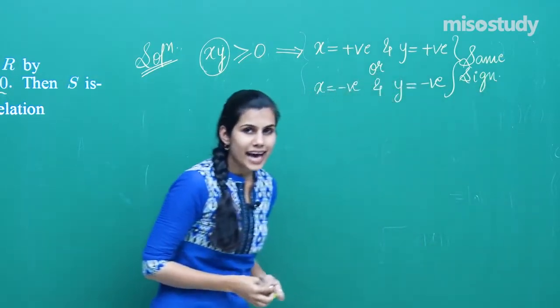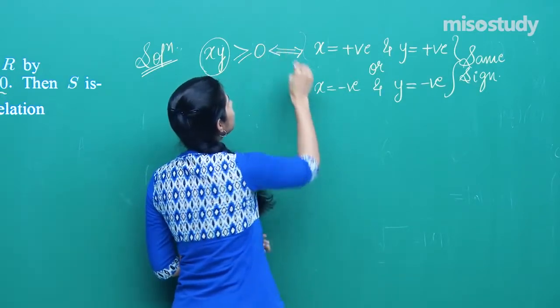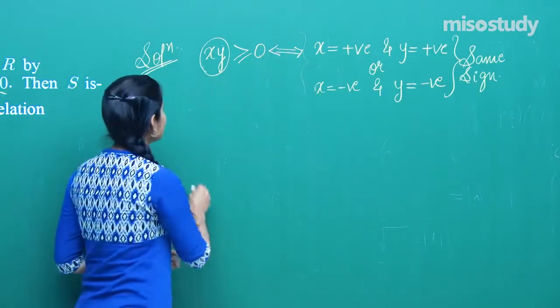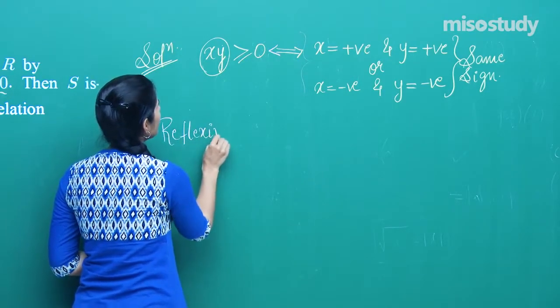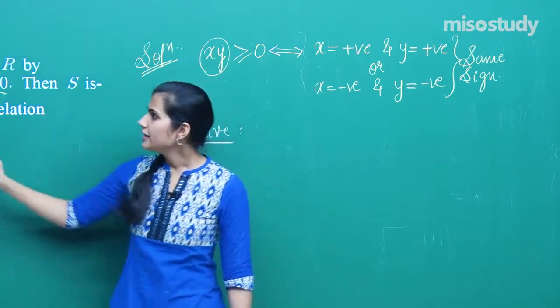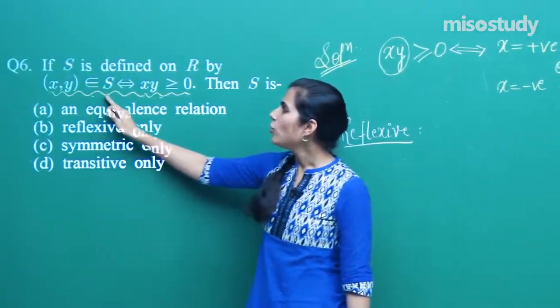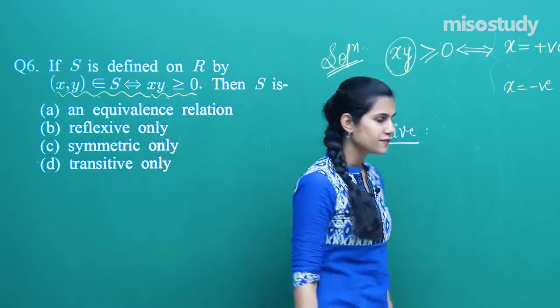Only then can the product be non-negative. That is what is the case. Now let's understand whether the relation given is an equivalence relation or not. It is given that x is related to y under the relation S provided their product is non-negative.